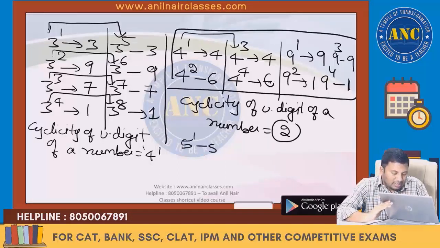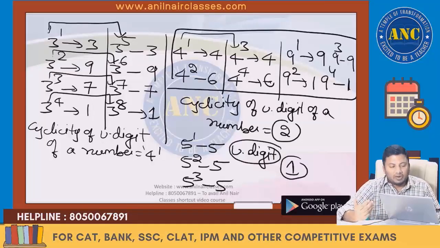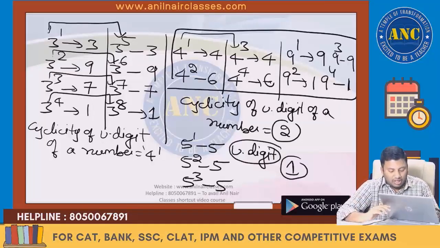5 power 1 is 5. 5 square is 25. 5 cube is 125. Here the cyclicity is getting repeated after 1. Then why did we generalize it to 4?